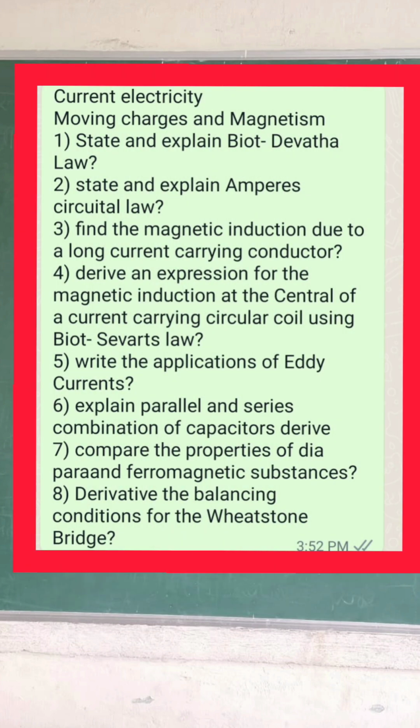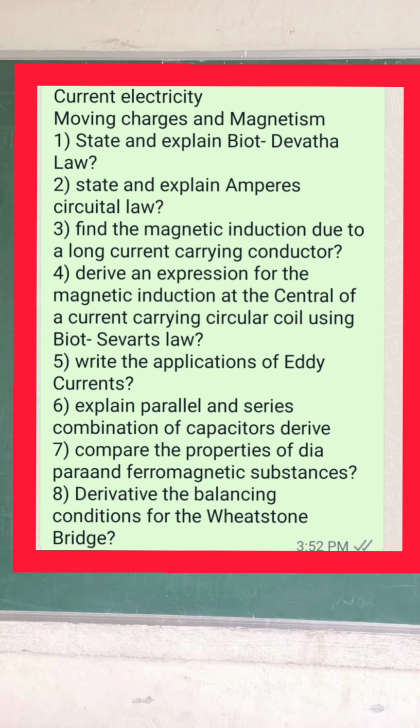Current electricity. State and explain Biot-Savart's law. State and explain Ampere's circuital law. Find the magnetic induction due to a long current carrying conductor. Derive an expression for the magnetic induction at the center of a current carrying circular coil using Biot-Savart's law.